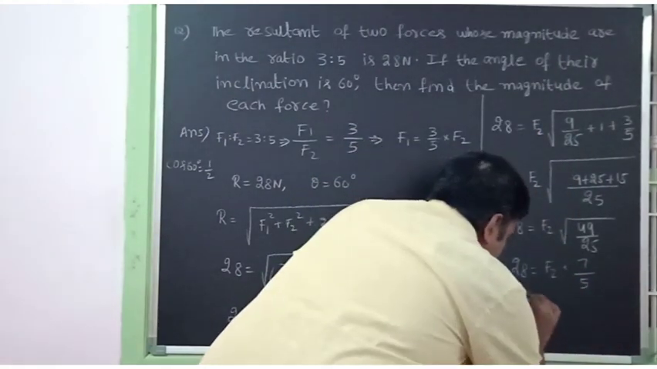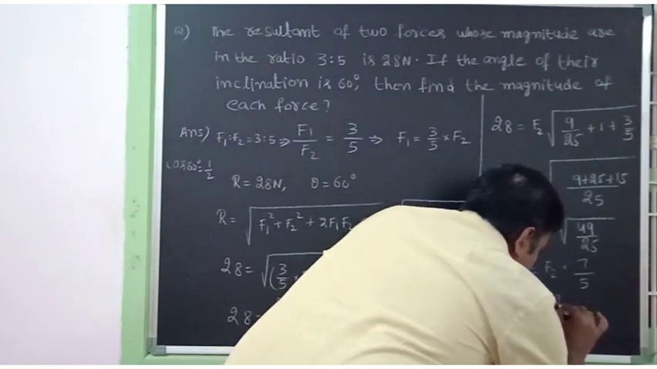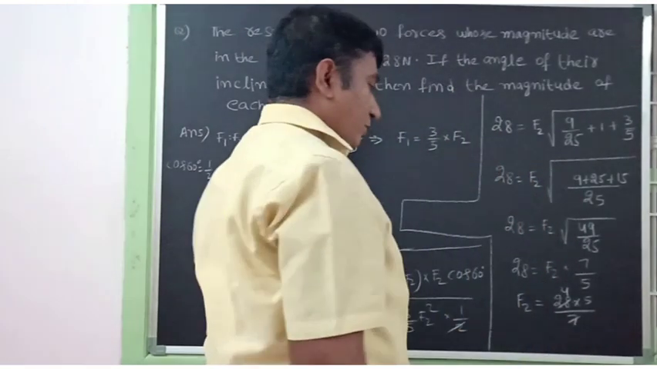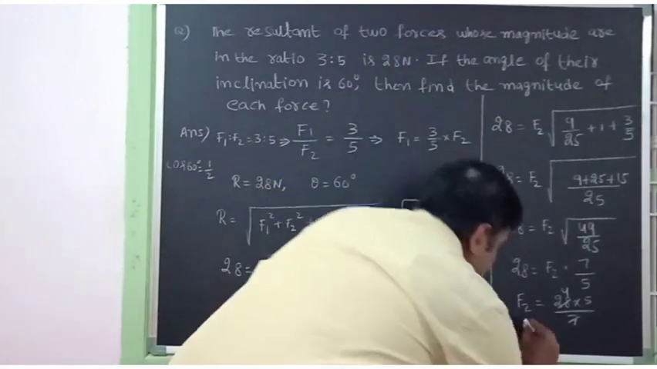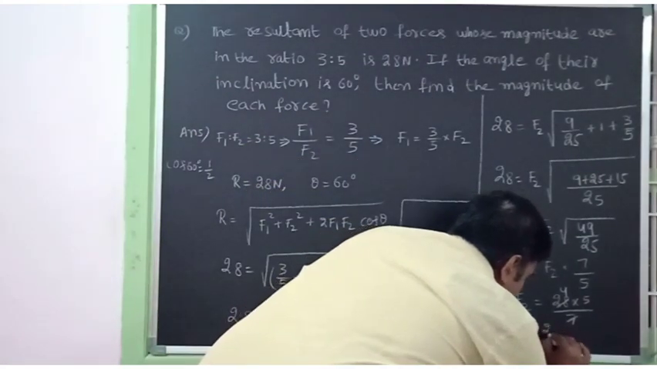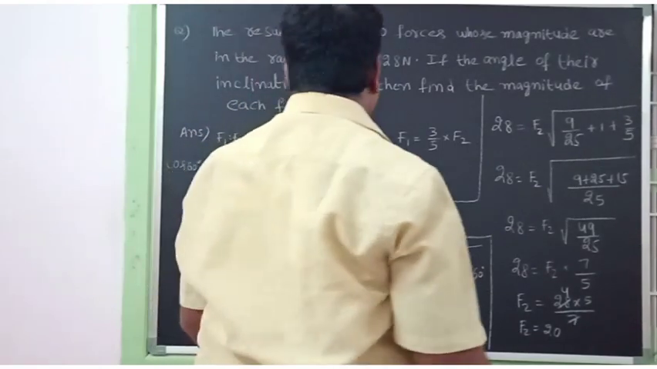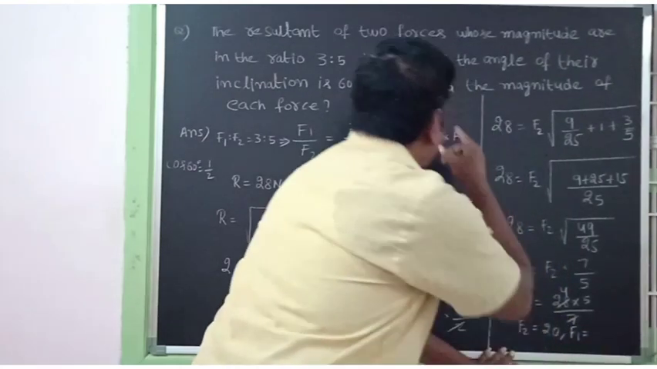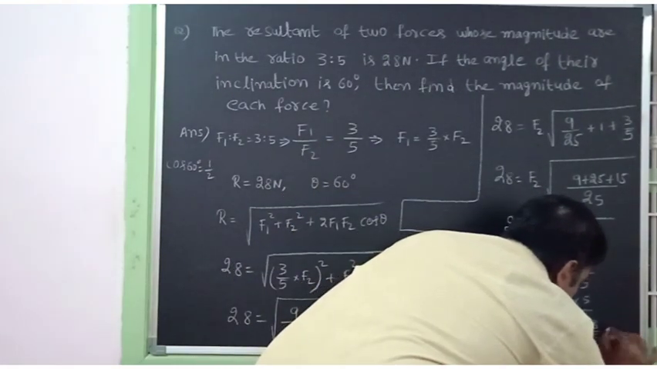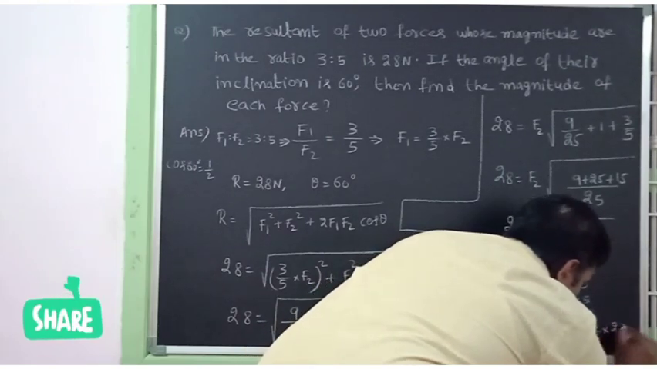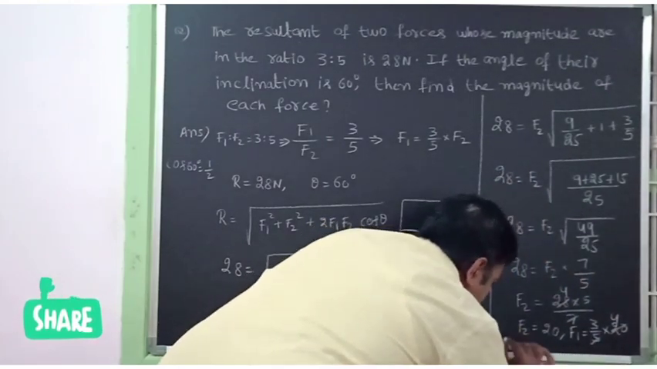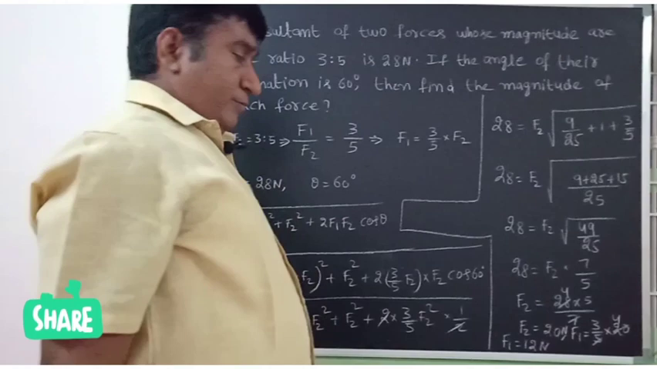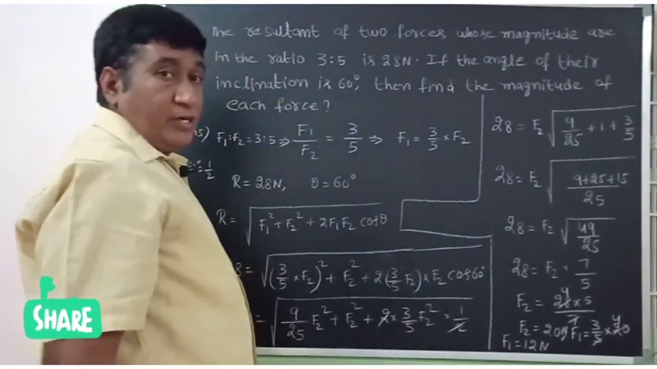With the help of this, I can get F2 is equal to 28 into 5 by 7, which is 20. So F2 is equal to 20. If the F2 value is 20, then F1 is equal to 3 by 5 into F2, which is 3 by 5 into 20. 5 fours are 20, and 4 threes are 12. So F1 is equal to 12 newtons. In this way, we can find the F1 and F2 values.